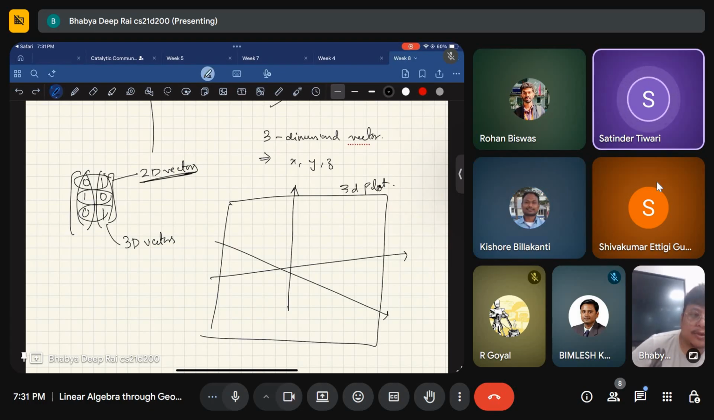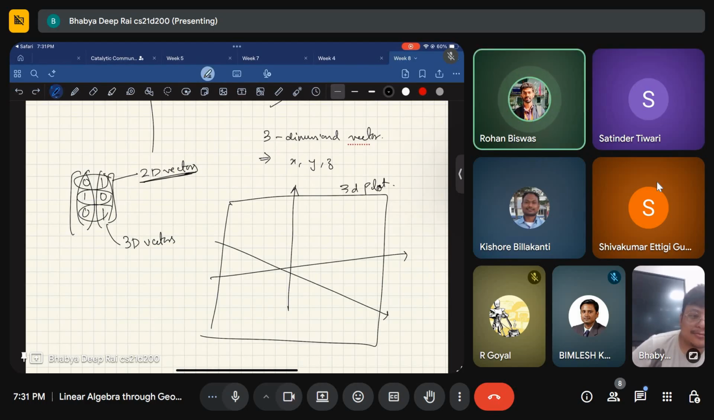Sir, excuse me, sir. I have a little bit of doubt here. Yeah, Satendra, let one finish actually, otherwise it will go very randomly. So let Kishore finish and then you say. Okay.